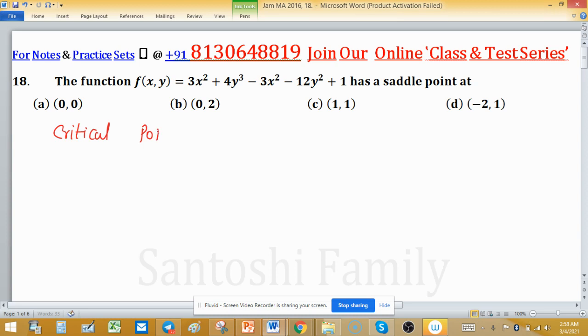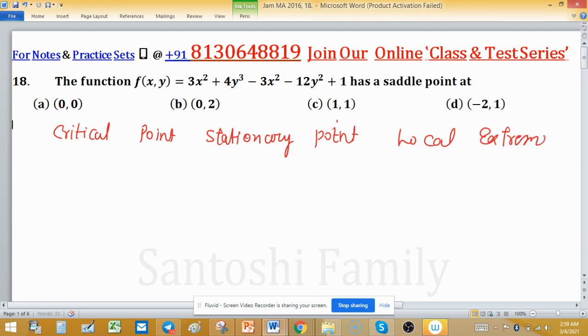critical point, stationary point, and local extrema. These are a few terms related to these problems, or somehow correlated.